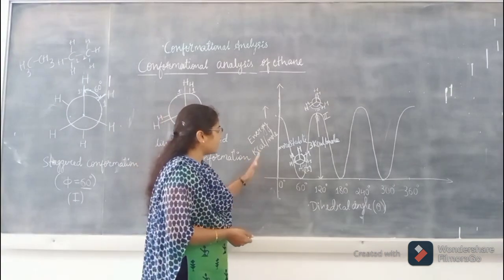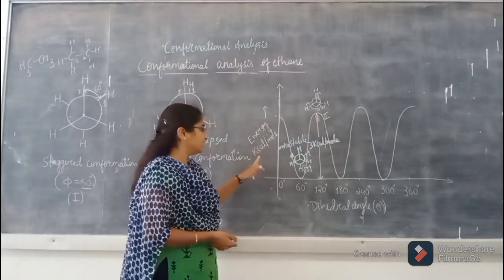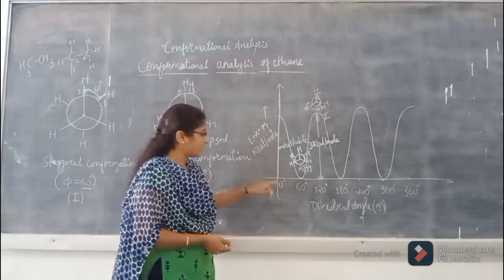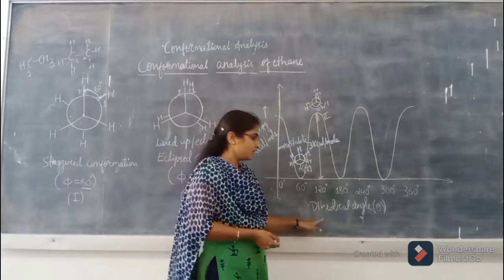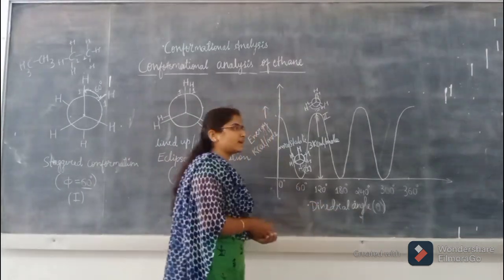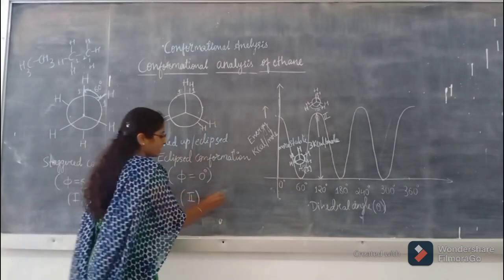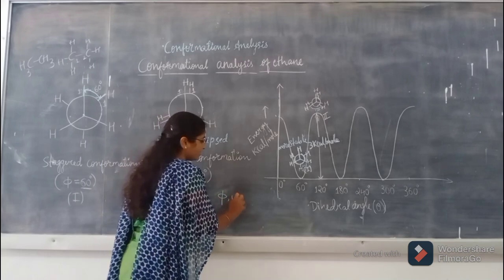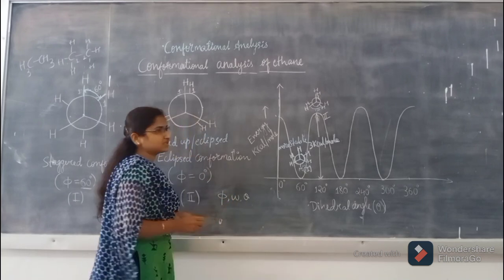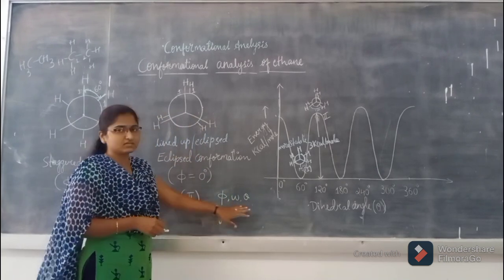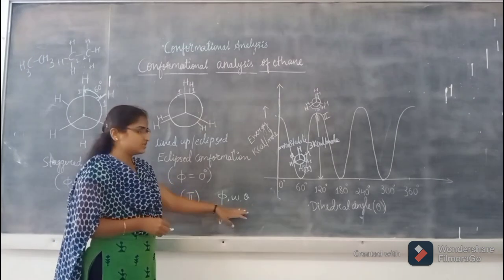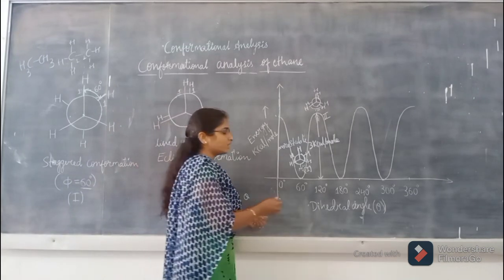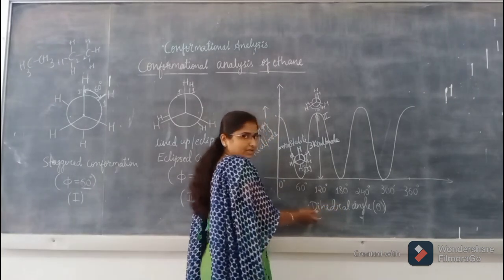On the y-axis, we will be taking energy in kilocalories per mole. On the x-axis, we will be taking the dihedral angle. This dihedral angle can be represented by either phi, omega, or theta. You can represent the dihedral angle by these three symbols. So on the x-axis, we will have the dihedral angle.